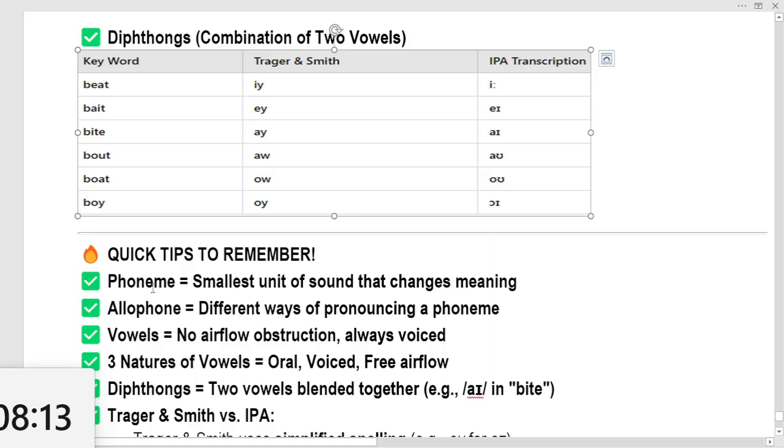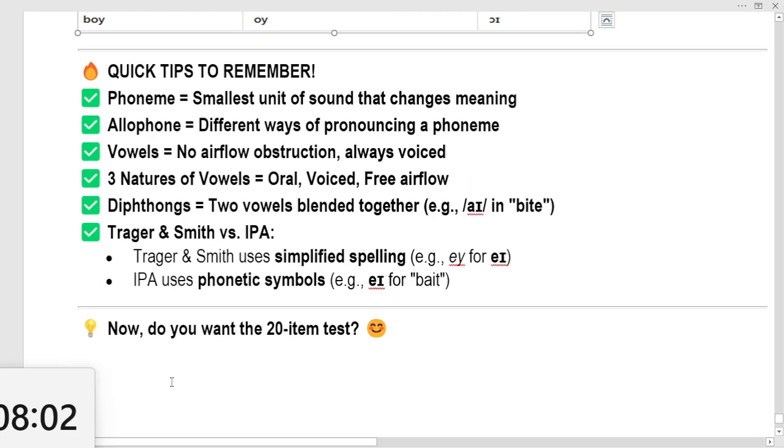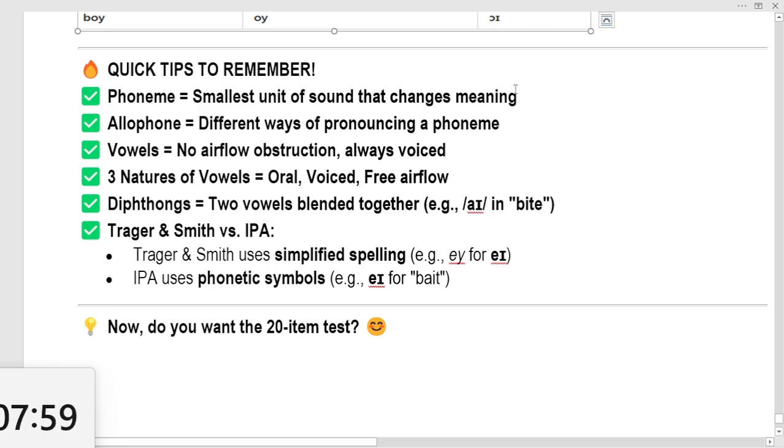So, I'm pretty sure this is not the only diphthongs that we can encounter sa English, no? So, might as well take a look on the internet. So, dito tayo sa quick tips to remember. Phoneme is the smallest unit of sound that changes what? Is it pronunciation? Hindi. Sa allophones yun. Ang phoneme is smallest unit of sound or letter that changes the meaning. Allophone naman, different ways of pronouncing a phoneme.